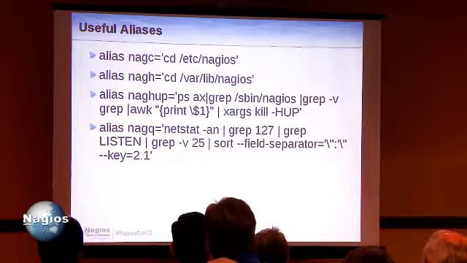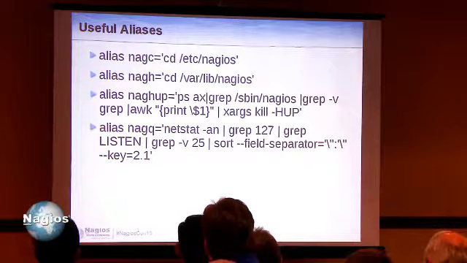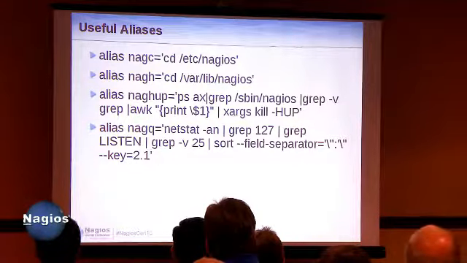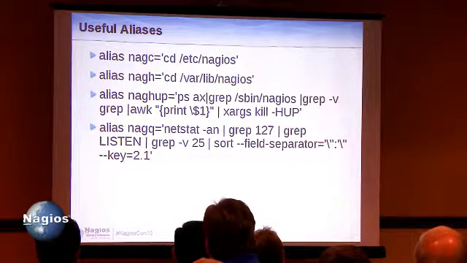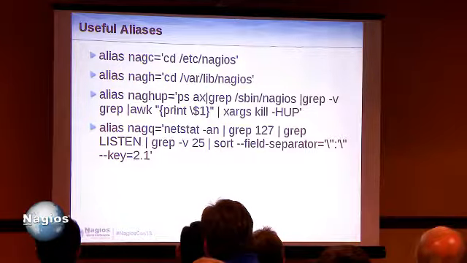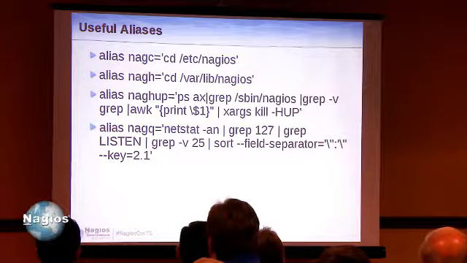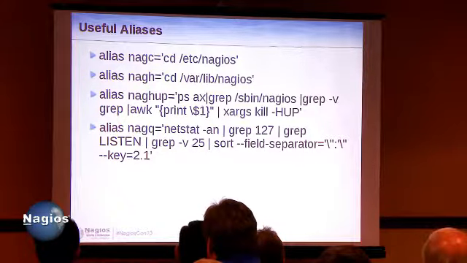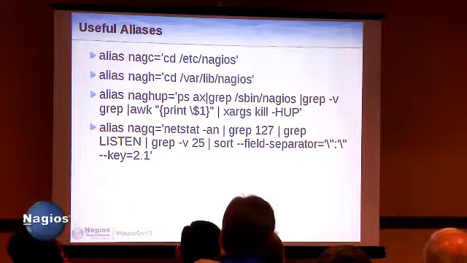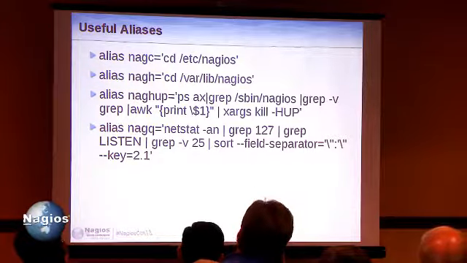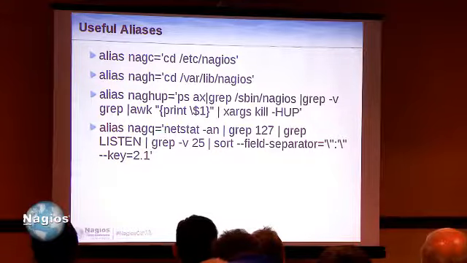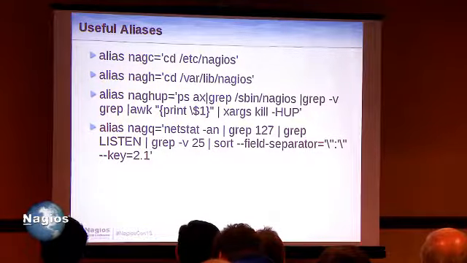Nagq, query ports. This alias will sort and show me all open ports currently on the machine. These are the ports that remote tunnels used coming in. So I can log into the machine, do a nagq, and see how many we've got. I can count them. I can do a nagq and grep for a specific port to tell me if that port's running or not.